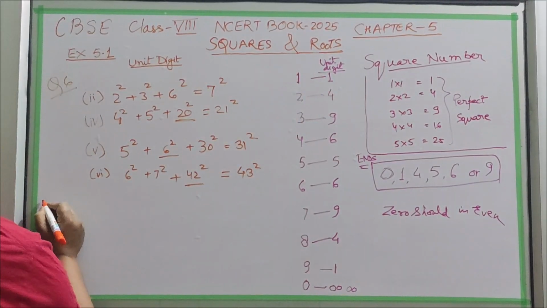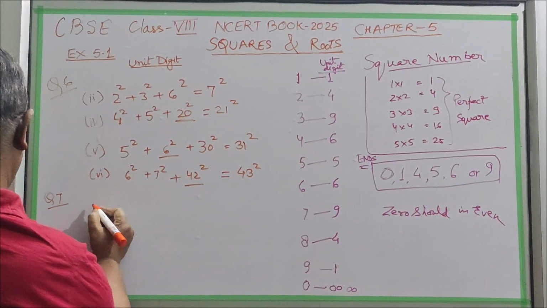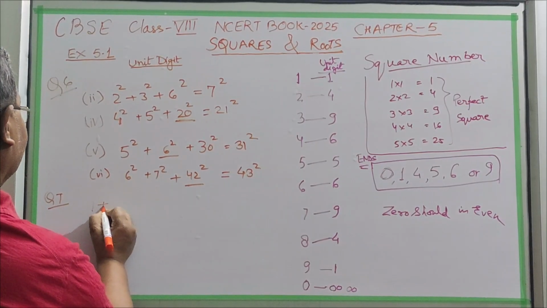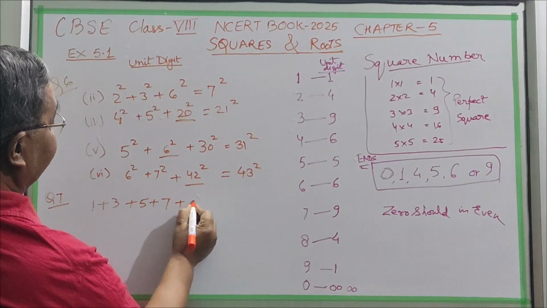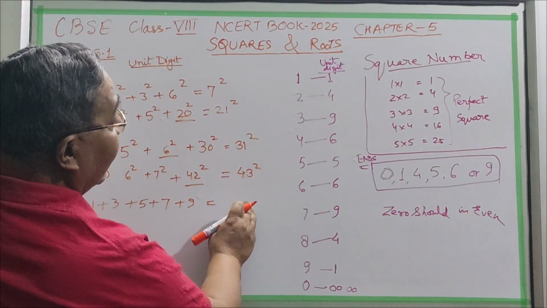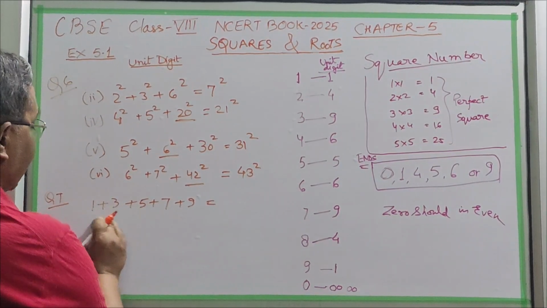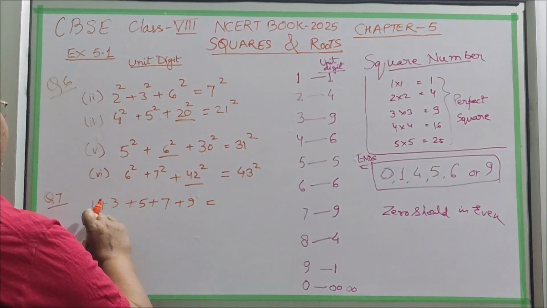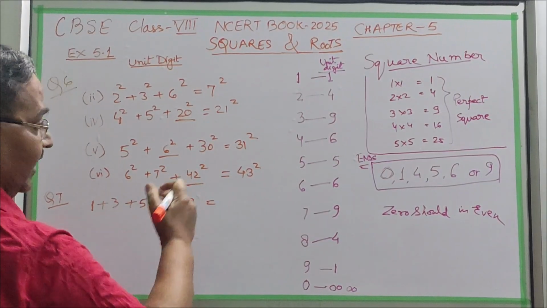Now question number 7 we are going to do. Without doing the sum, you have to tell the number, like 1 plus 3 plus 5 plus 7 plus 9. So without adding these numbers, you have to tell what number will come. So odd numbers, successive odd numbers from 1. Successive odd numbers, meaning one after one.